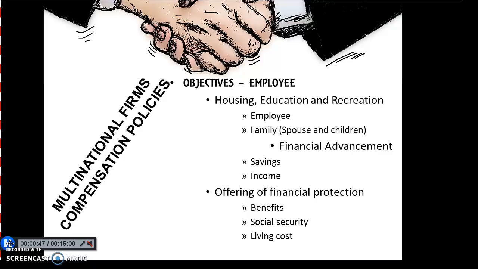What would be the multinational firm's compensation policy objectives for the employees? Employees would expect that their corporations would provide housing, education, and recreation, especially for the spouse and the children. They would expect financial advancement, savings, and income. They would also expect financial protection, including benefits, social security, and cost of living.